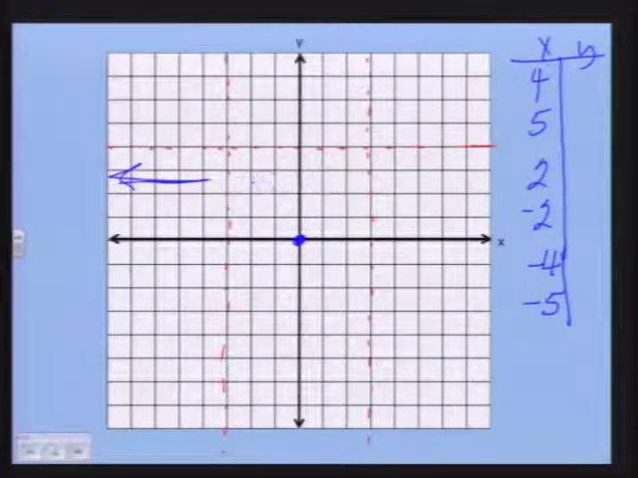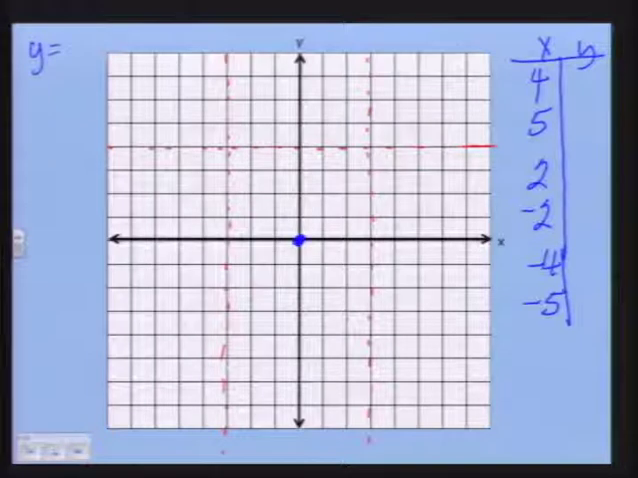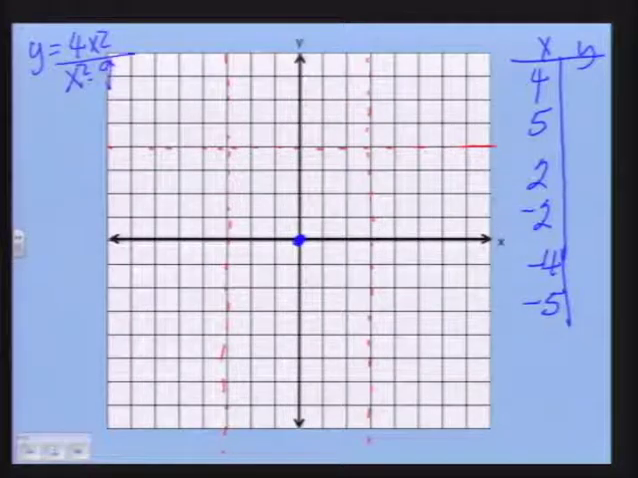Again, I want to put up the equation so we can see our symmetry at work for us. So our equation was y, or f of x, equals 4x squared divided by x squared minus 9. Now when I plug in 4 and work it out, I end up with 64/7, which when I get ready to graph it, I'm going to call it 9 1/7.